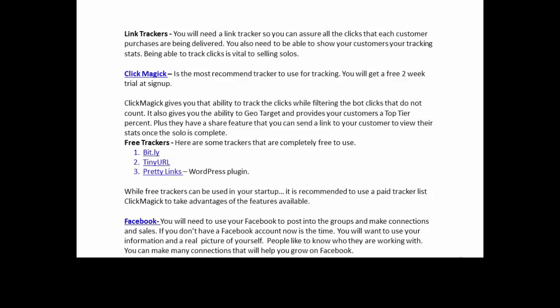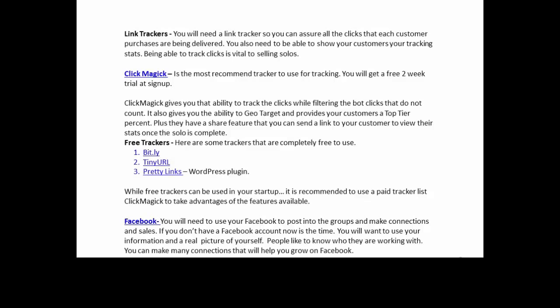Being able to track clicks is vital to selling solos. ClickMagick is the most recommended tracker to use for tracking. You will get a free 2-week trial at sign-up. ClickMagick gives you the ability to track the clicks while filtering the bot clicks that do not count. It also gives you the ability to geo-target and provide your customers a top-tier percent. Plus, they have a share feature that you can send a link to your customers to view their stats once the solo is complete.